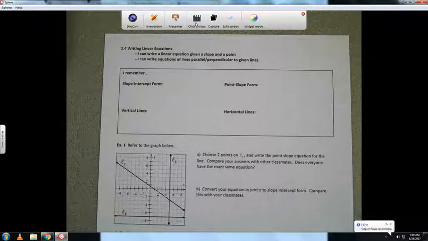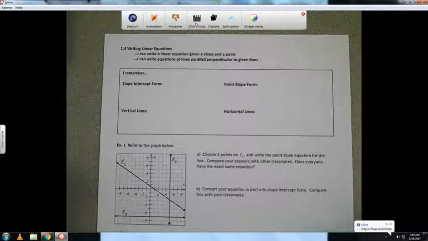Hello class, we've got some notes here to refresh your memory about writing linear equations, and you want to be able to write linear equations given various types of information. So before we do that, we're going to go over the different forms.